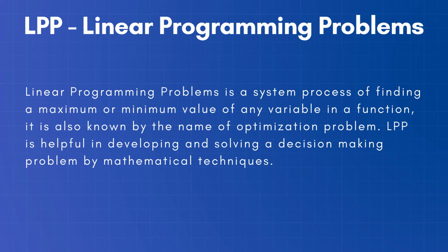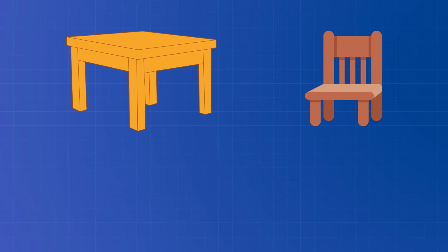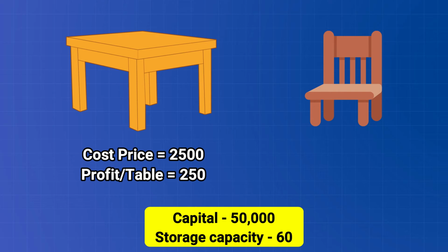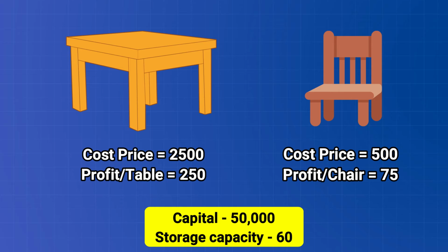Let's understand LPP, or linear programming problem, with a very simple example. A furniture dealer deals in only two items, tables and chairs. He has 50,000 to invest and has storage space for at most 60 pieces. A table costs 2500 and a chair costs 500.